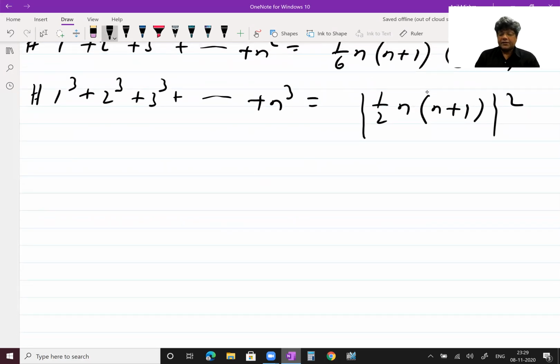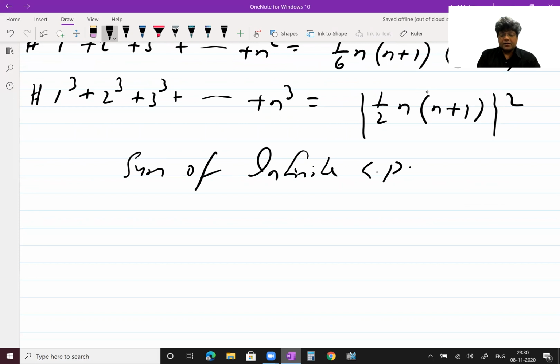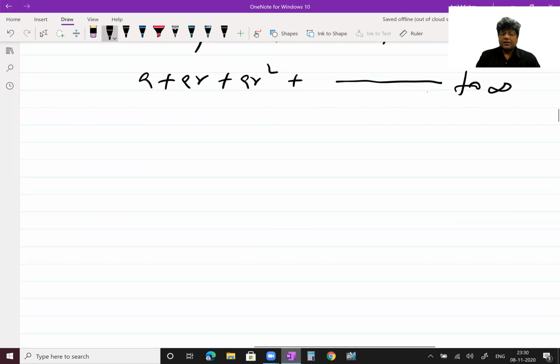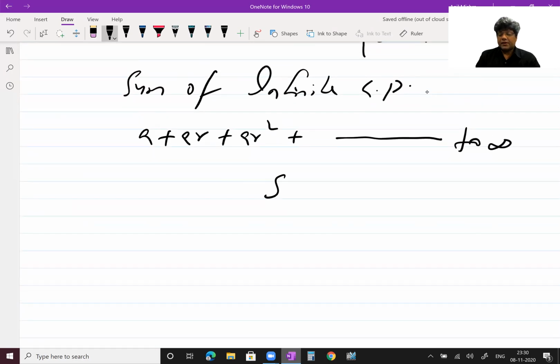And infinite GP. How to calculate the sum of an infinite GP series, guys? If it is A plus AR plus AR square plus ... to infinity, then the sum will be calculated by A by 1 minus R.